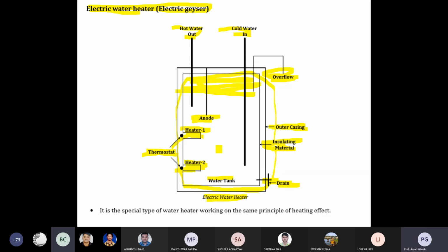And sometimes there is an indicator on the outer side that can also indicate the tank temperature, the storage tank temperature. That can also be used for protection purposes. You can understand whether the storage tank temperature is going high or down. So this special type of water heater works on the simple principle of the heating effect.